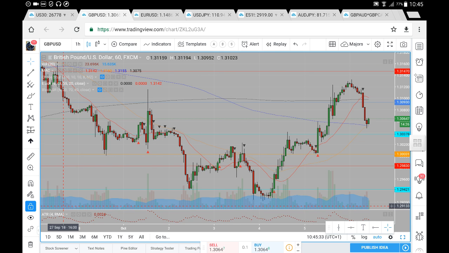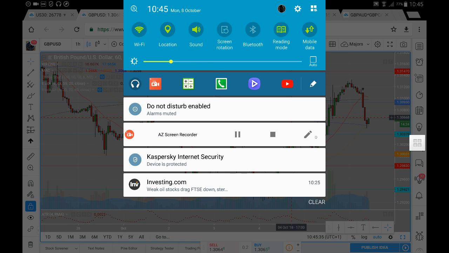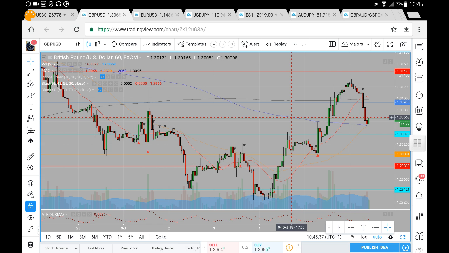So this is the pound dollar analysis for Monday the 8th of October. Now let's just have a look at the prices and where prices may likely go. So previously we found support in around the 129.20s here.